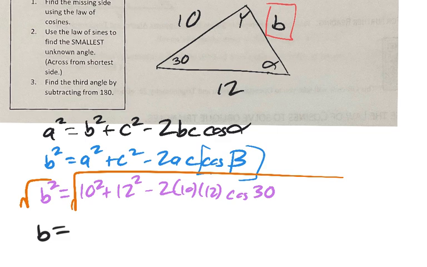What'd y'all get? 6.01. So we'll just go with 6.0. Did everybody get that? 6.0. Anybody need help with that part?